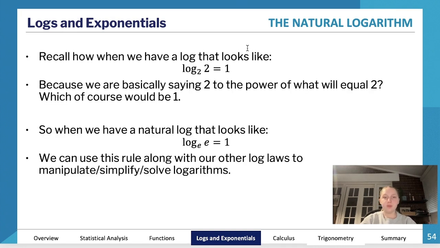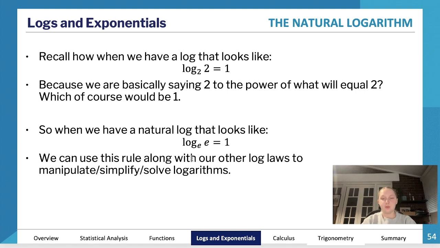Okay, so when we have a log that looks like this, so you've got log base 2 of 2, that's equal to 1. What you're basically saying is that 2 to the power of what will equal 2. And of course that's equal to 1. So essentially you've got the same thing when you've got a natural log, log base e of e. So e to the power of what is going to give us e. And again, same thing, it's 1.